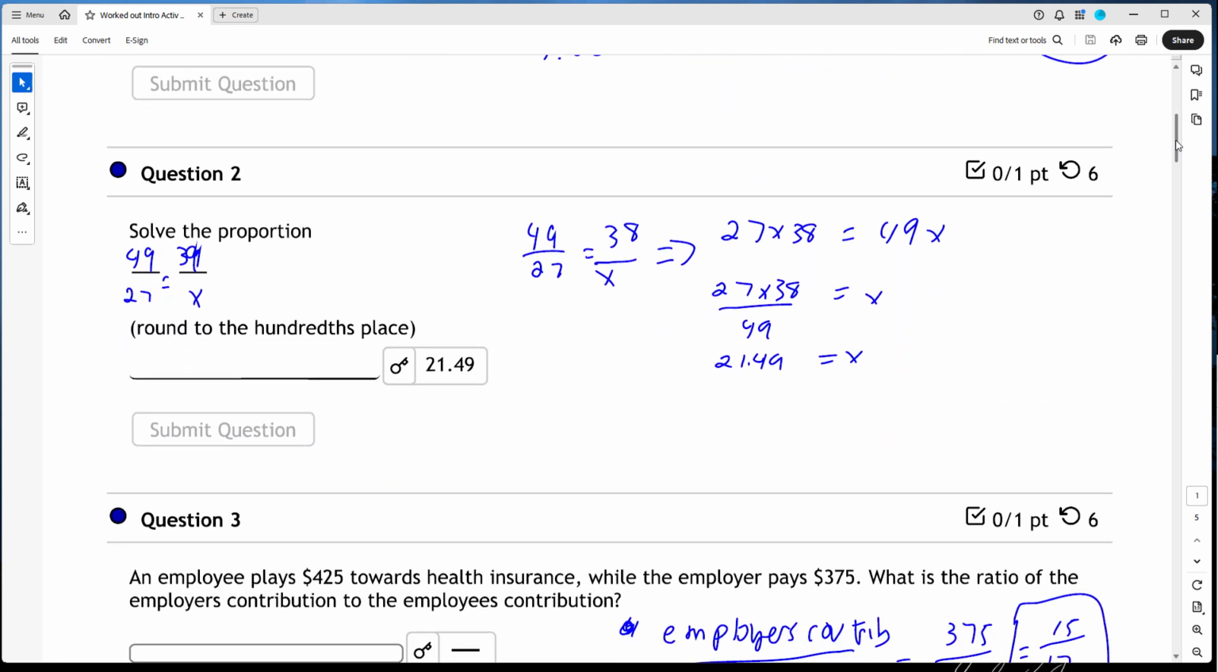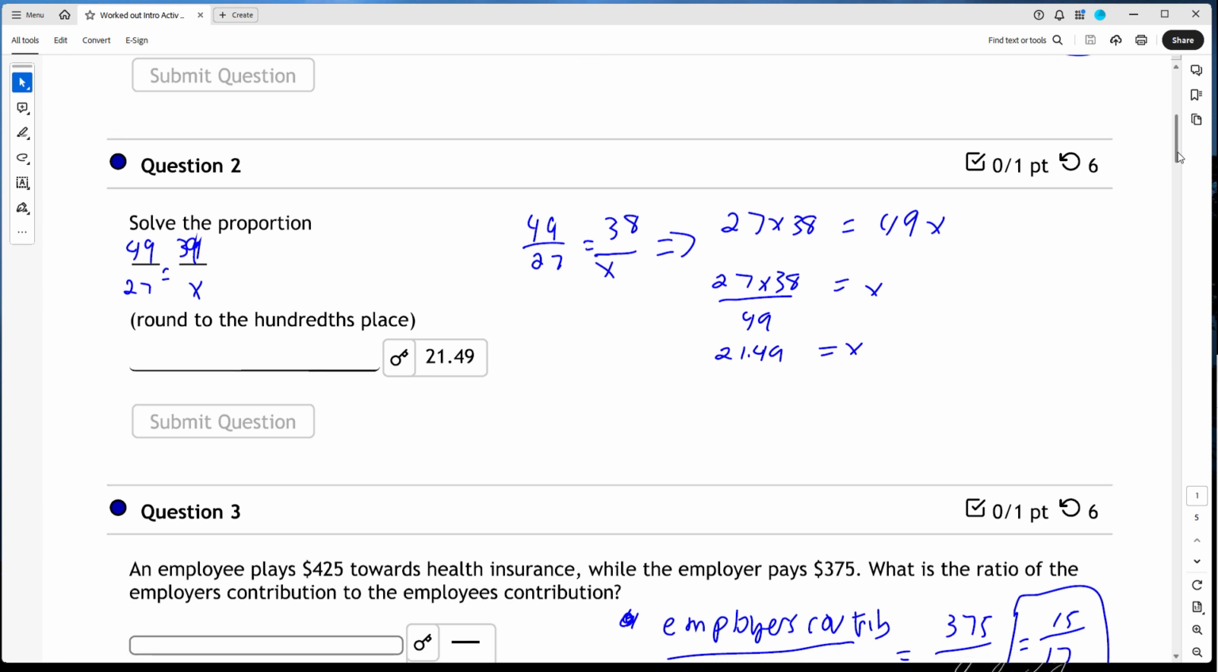In this case, solve the proportion. They give me the proportion: 49 over 27 is equal to 38 over x. So I wrote out my proportion, and I cross multiply and divide. So I had 27 times 38 is equal to 49 times x. And I divided both sides by 49. I end up with 2149 for my final answer.